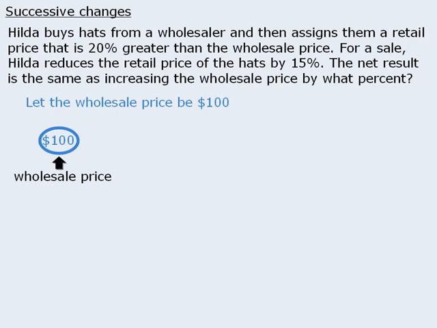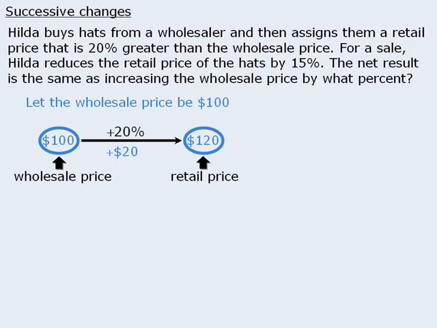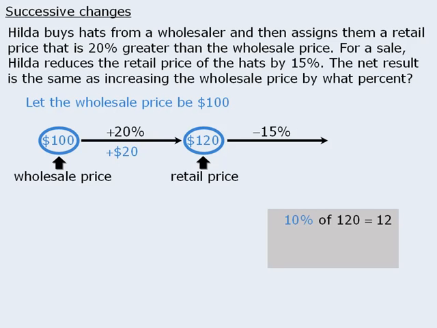So once Hilda purchases the hats for $100 each, she increases the price by 20%. Since 20% of $100 is $20, we know that she increases the price by $20, which means her retail price is $120. Next, we are told that for a sale, Hilda reduces the retail price by 15%. So we need to calculate 15% of $120. Well, we know that 10% of 120 is 12, so 5% of 120 must be 6.